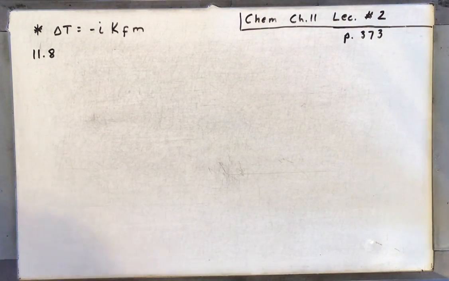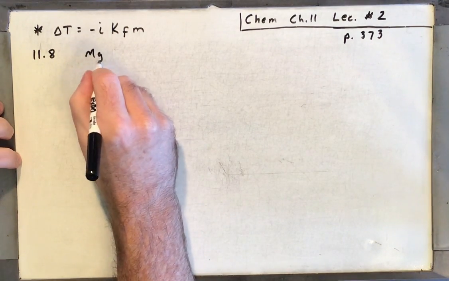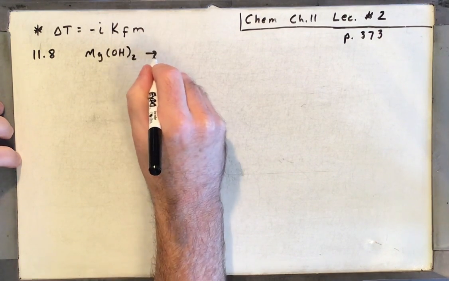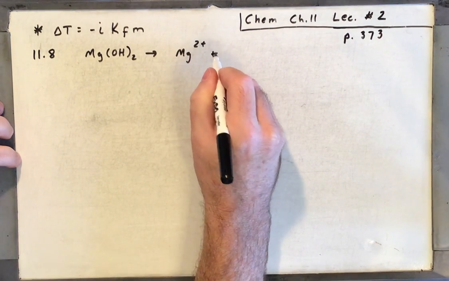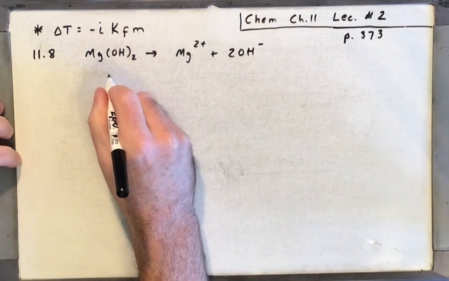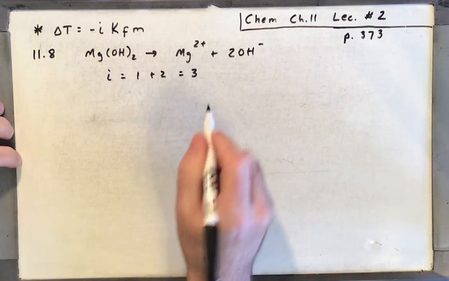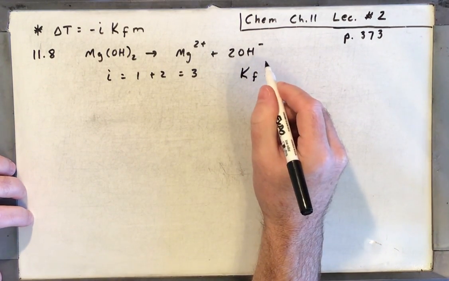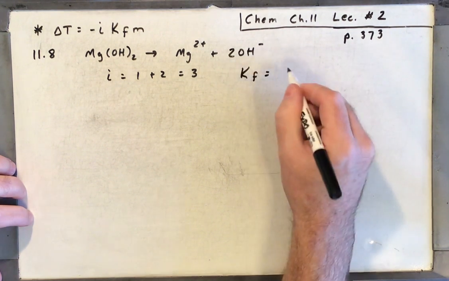All right, first of all, let's figure out the solute is magnesium hydroxide. So how many ions does magnesium hydroxide split into? Well, you only have one magnesium and you have two hydroxides. So for i, it's just going to be one magnesium plus two hydroxides, so that's going to be 3. We also know K sub F for this substance, it says in the problem, is 3.9.